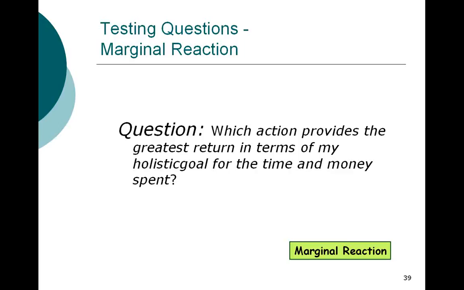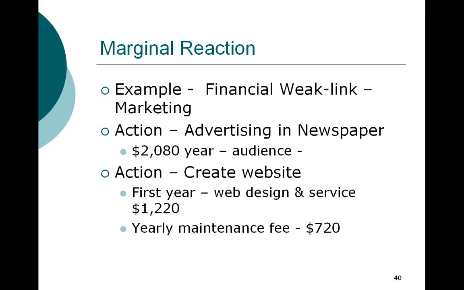It's really a subjective test. You get a combination of numbers and what makes the most sense. Here's an example. If your financial weak link is marketing, you're considering two actions. I want to advertise in the newspaper, or maybe I'm also considering creating a website. So you would look at numbers. Well, advertising every month for the whole year is going to cost you a little over $2,000. To create your website, $1,200 plus web design and service, and then the ongoing maintenance fee.